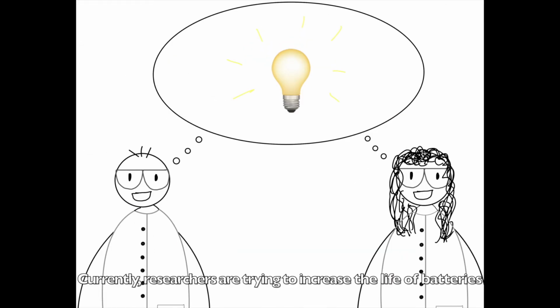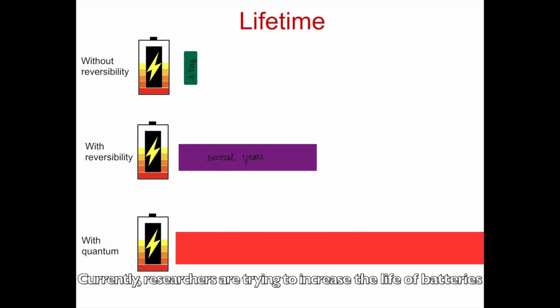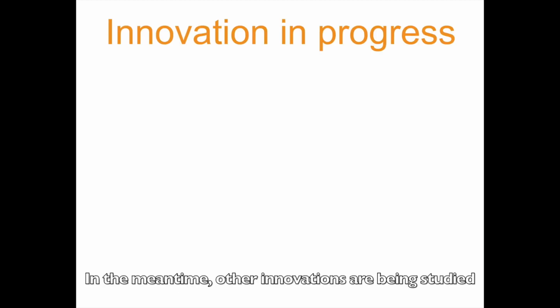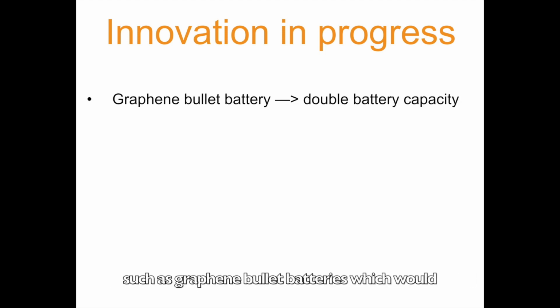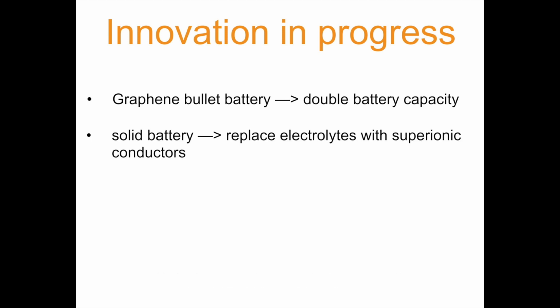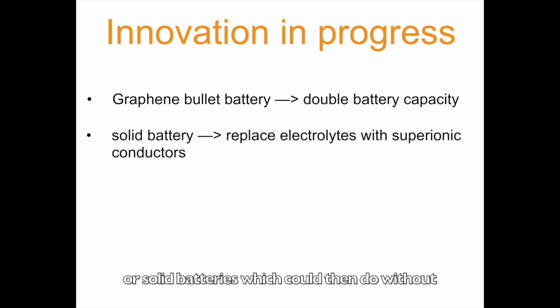Currently, researchers are trying to increase the life of batteries by turning to physics and quantum chemistry. In the meantime, other innovations are behind studies such as graphene ball batteries, which would increase the current capacity, or solid batteries, which could then do without the electrolyte transmission system, which will be replaced by a superionic conductor.